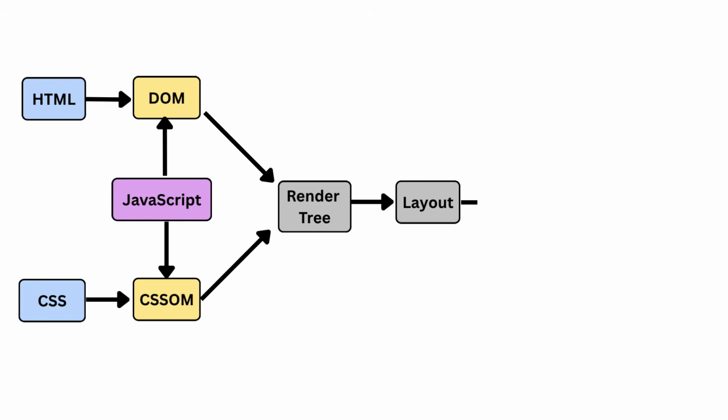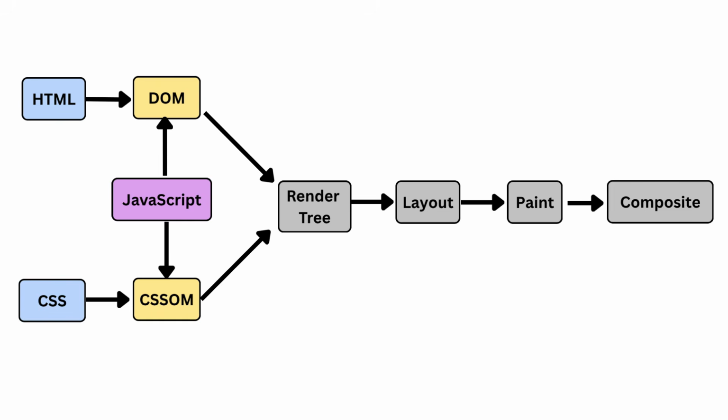After layout, the browser moves to painting. This is where everything is drawn onto the screen. Text, colors, borders, and all visual details are converted into pixels. Then comes compositing. The browser splits the page into layers and combines them efficiently, often using the GPU. This makes rendering smoother and improves performance, especially for animations.